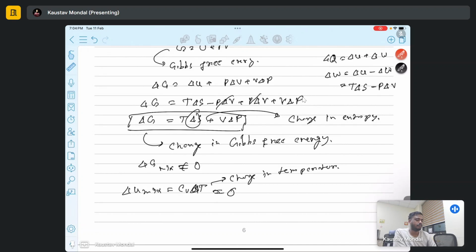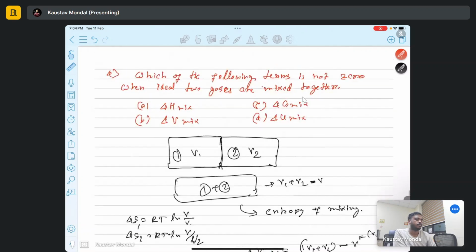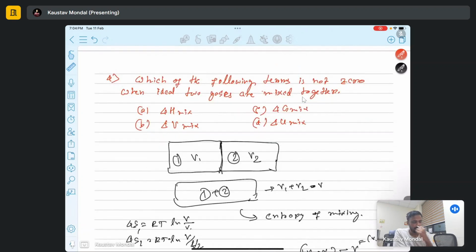So the only thing that remains non-zero is delta G mix. So our correct answer will be delta G mix, that is option C. So problem number 4 is complete.